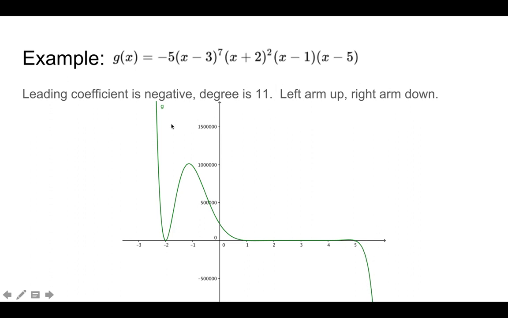Because it's odd degree, they go opposite ways. Because the leading coefficient is negative, the right arm must go down, meaning the left arm has to go up because they go opposite ways.